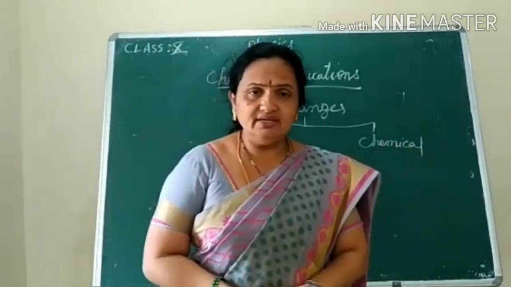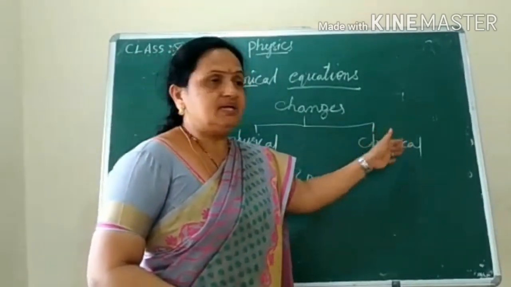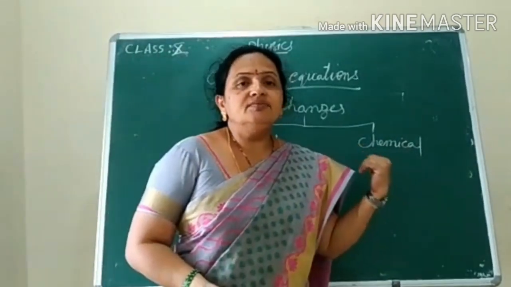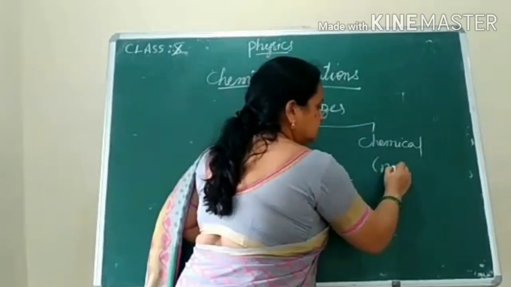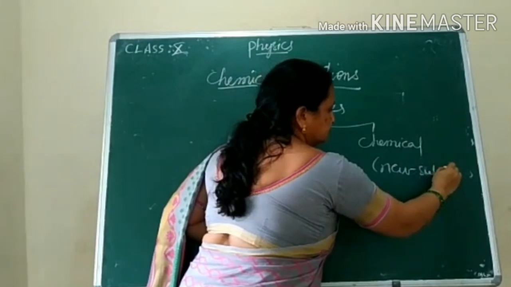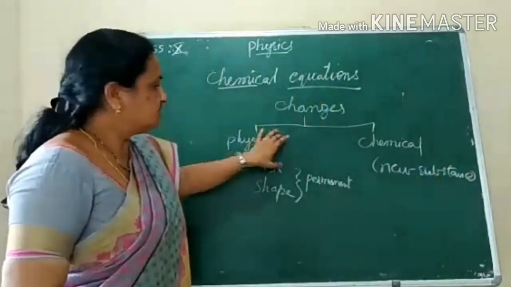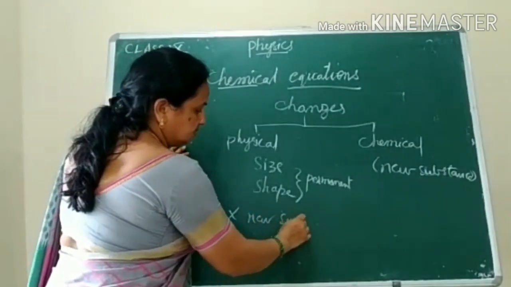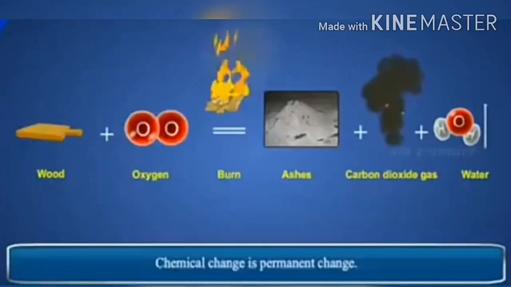Simply we can define physical change. What is the main difference between physical and chemical change? In a chemical change, we find new substance formation. What is this? New substance formation. But in a physical change, there is no new substance formation. A chemical change is a permanent change.